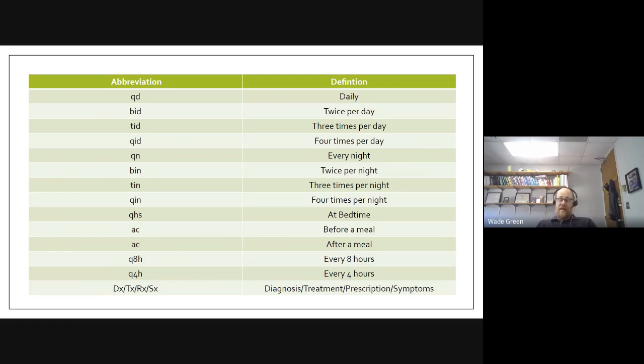AC before a meal. There's also PC after a meal, and that's a typo. I apologize, I thought I put PC in there, but I did not. So PC after a meal. Q8H every 8 hours. Q4H every 4 hours, and then you'll see things like DX diagnosis, TX treatment, RX prescription. I think we all know what that is because we've seen that at a lot of our pharmacies, Walgreens, CVS, and so on and so forth. And then SX, generally symptoms, sometimes also utilized to mean surgery.